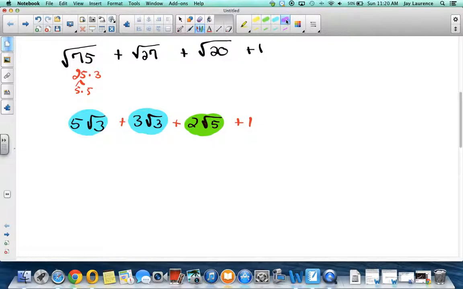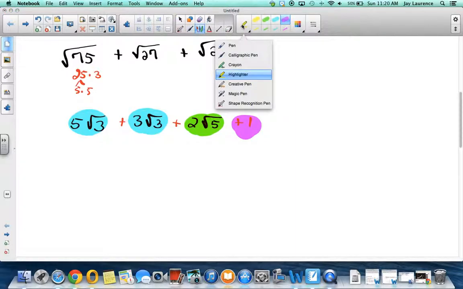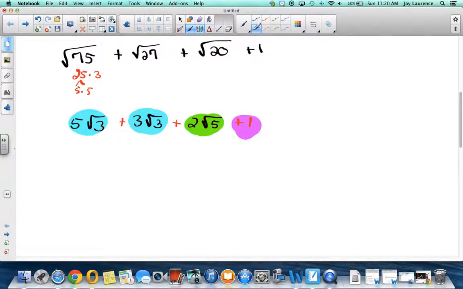All right, so then I have this plus 1 here, right? Okay, so let me see here. So now I'm ready to combine like terms. All right, so 5 rad 3s and 3 rad 3s are 8 rad 3s. The green ones don't combine with anybody.